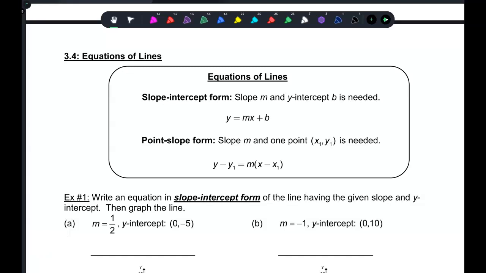Some of you, or actually all of you, should know y equals mx plus b. That is our slope-intercept form. But we also need to know point-slope form.